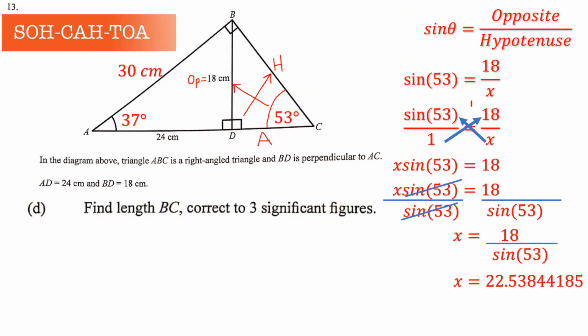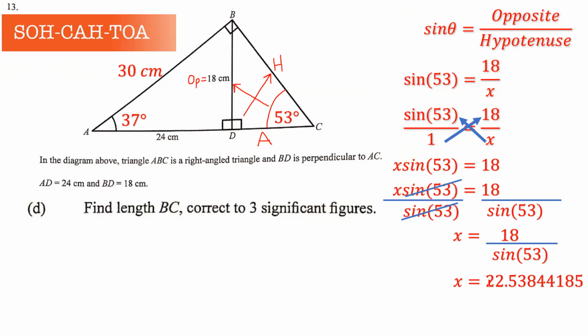The first thing we did was substitute. So we took theta and put it as 53. We took the opposite and put it as 18. The hypotenuse we don't know, so we put x. We cross multiply: x times sine 53 is x sine 53, and 1 times 18 is just 18. Here, our goal is to isolate x. So we divide both sides by sine 53 to get rid of the sine 53, so we're left with just x. We put sine 53 at the bottom on both sides, and cancel the sine 53 with this sine 53. And so we get that x is equal to 18 divided by sine 53.